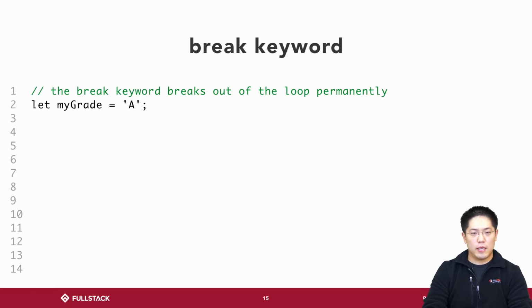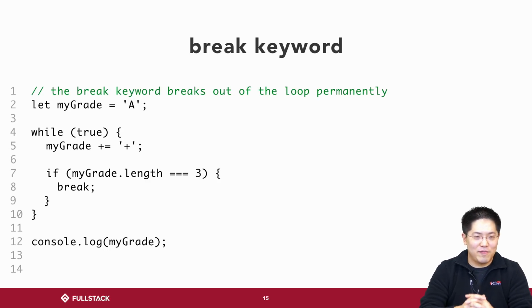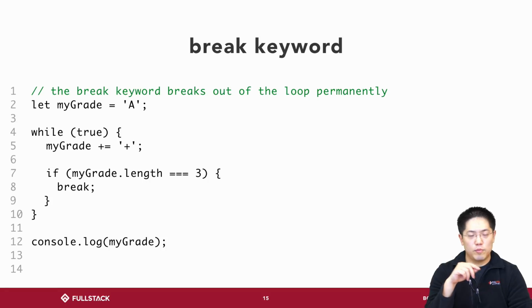So let's say my grade is A. While true, my grade plus equals the plus sign. And if my grade.length is equal to 3, break, close the while loop. This is a fun example, but we're saying that my grade is A, so A is a string. And then I'm going to add to my string a plus sign. And then when the length of the string is 3, break out of this while loop.